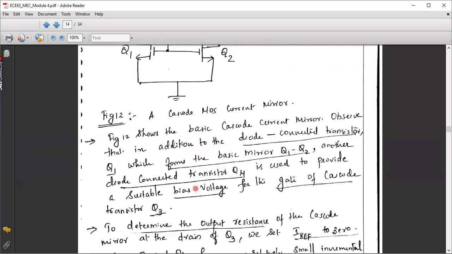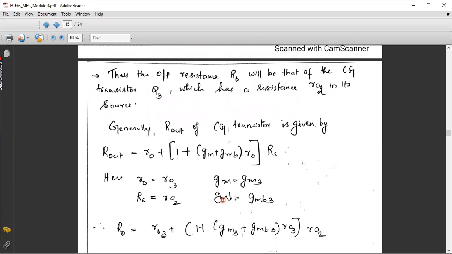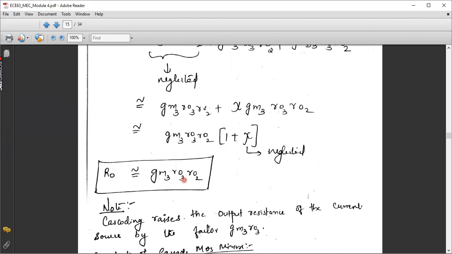So now you check back your circuit diagram. If I am using Q2 alone, kindly discard Q4 and Q3. If I am using Q2 alone as your output transistor, definitely your output resistance will be just R02, which will be very small. But once you stack this Q3 over Q2, now you have an expression equal to GM3 R03 R02. So instead of R02, I am having two multiplication factors, that is GM3 and R03.